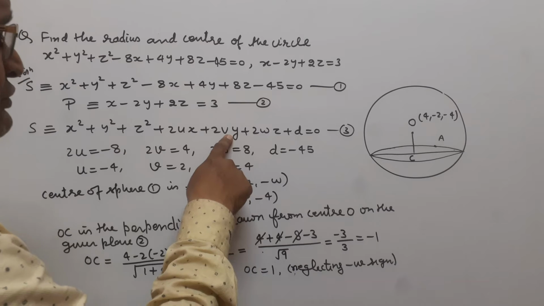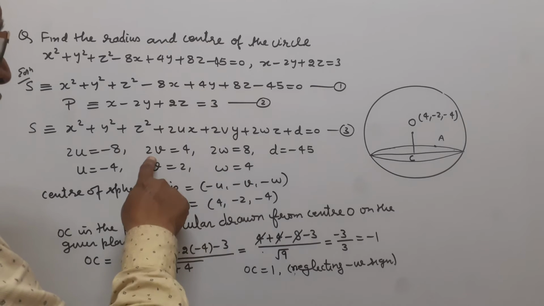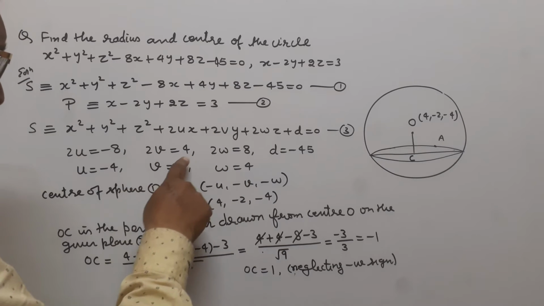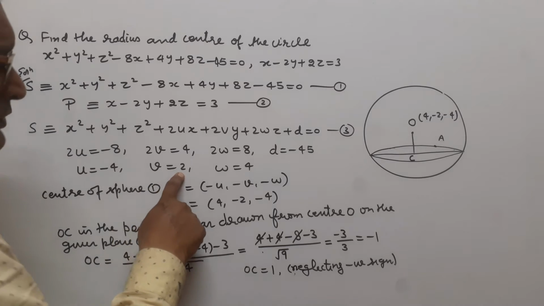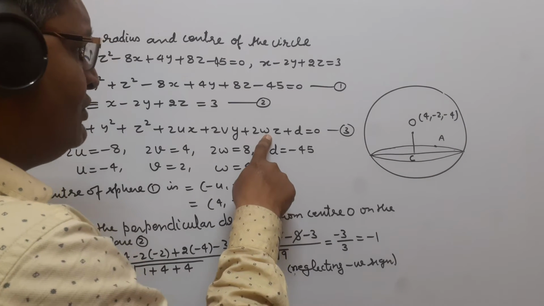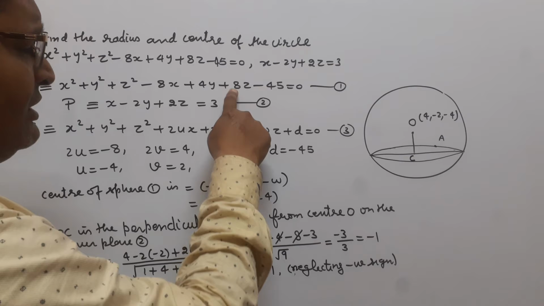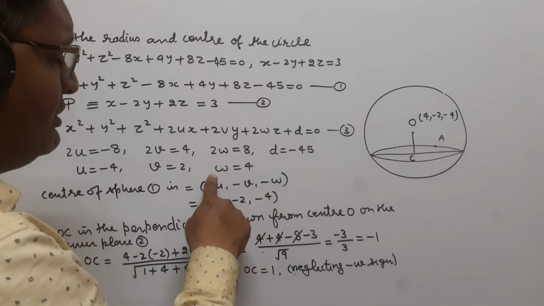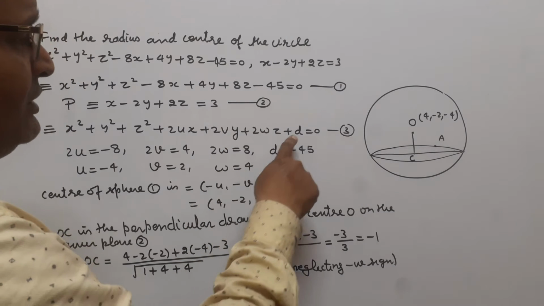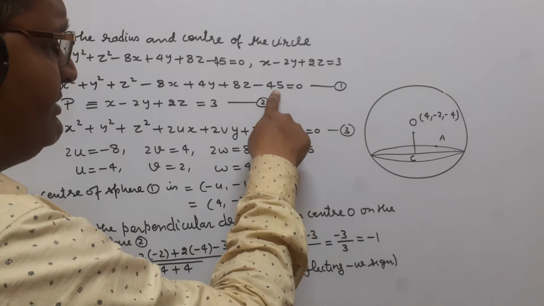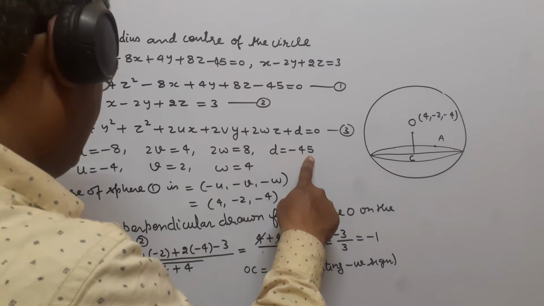Similarly, the coefficient of y is 2v, and the coefficient of y is 4. So 2v is equal to 4. Dividing this equation by 2, we get v is equal to 2. Here the coefficient of z is 2w, here the coefficient of z is 8, so 2w is equal to 8, so w is equal to 4. Here the constant term is d, here the constant term is minus 45, so d is equal to minus 45.